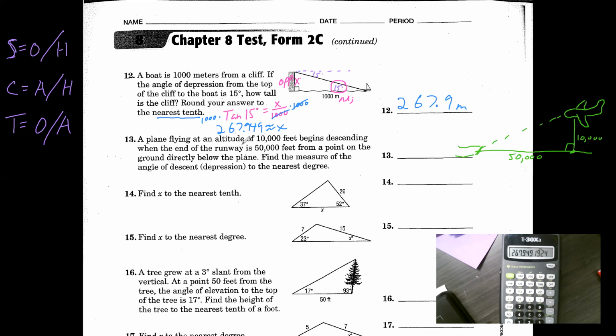Now, they want us to find the angle of descent, which they put in parentheses is our angle of depression. So we draw a line here. This is what they're actually asking us to solve for, that x, which would be the same thing as the angle of elevation from the runway up to the plane. Now that I have a diagram, I'm using this angle. I have the opposite. I have the adjacent. I need to find that angle of elevation, which is also the angle of depression. Opposite and adjacent, that is tangent. Tangent of the angle is what we're finding, equals opposite, 10,000, over adjacent, 50,000.